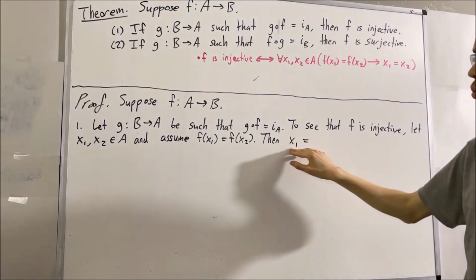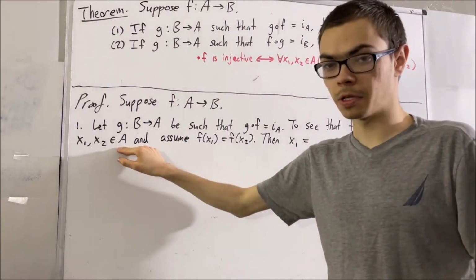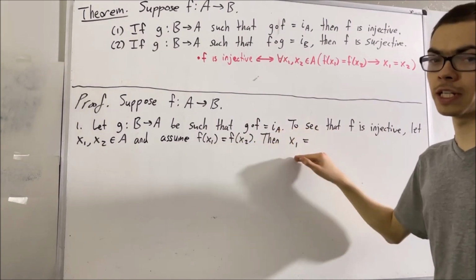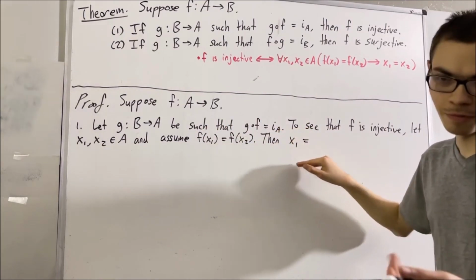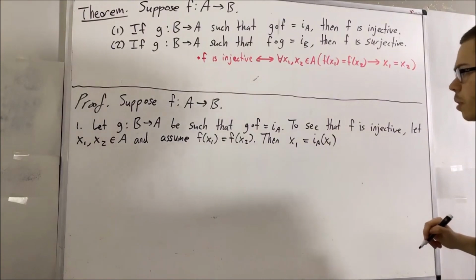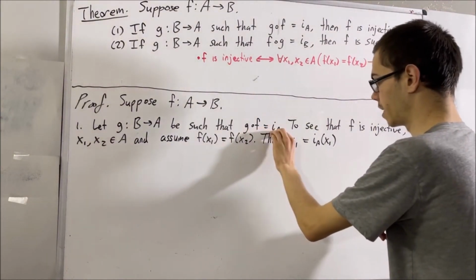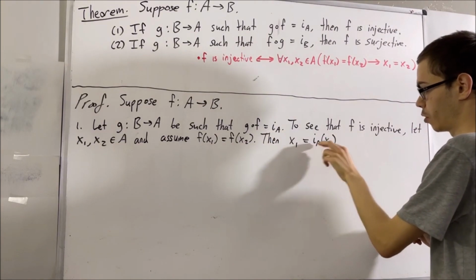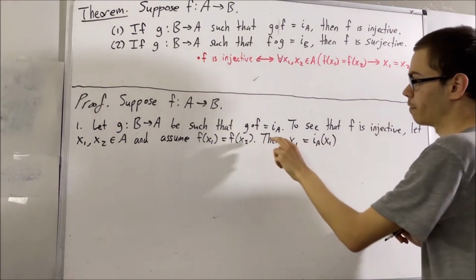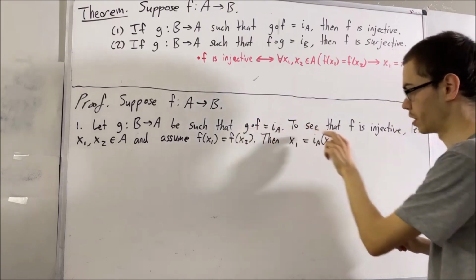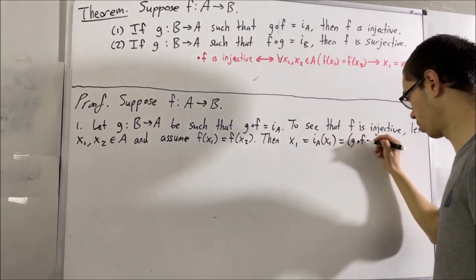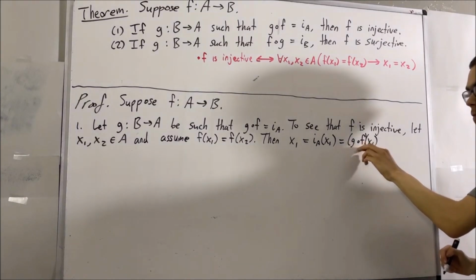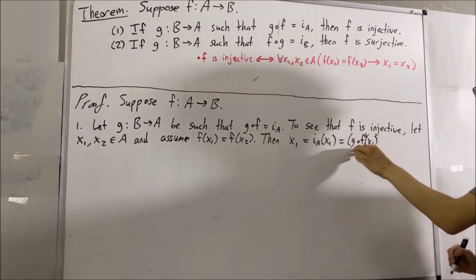Now, x1 is an element of A. So, the identity relation on A evaluated at x1 is equal to x1. But since g compose f is equal to the identity relation on A, the output value yielded by the identity relation on A through x1 is the same output value that g compose f yields through x1. But if we recall from composition of functions, g compose f of x1 is the same thing as g of f of x1.